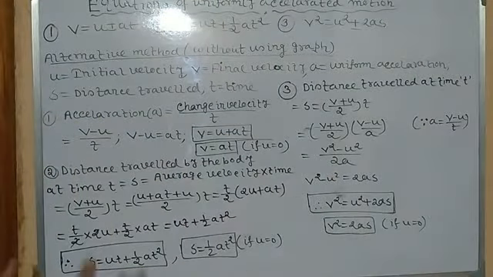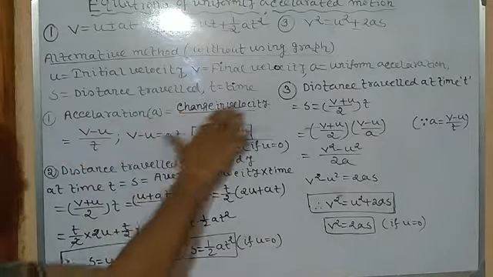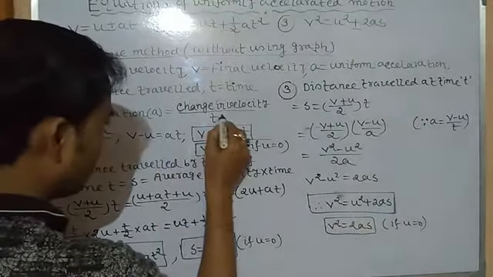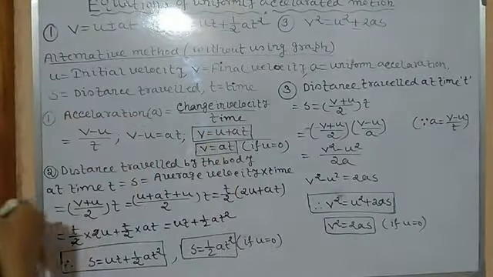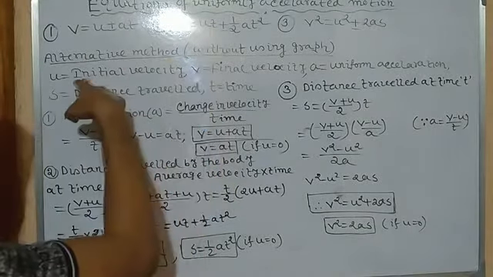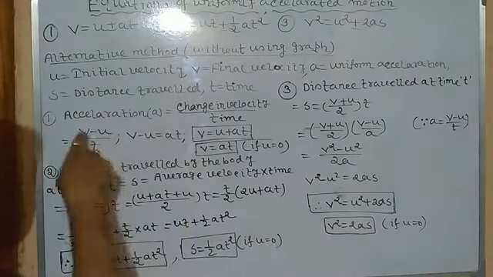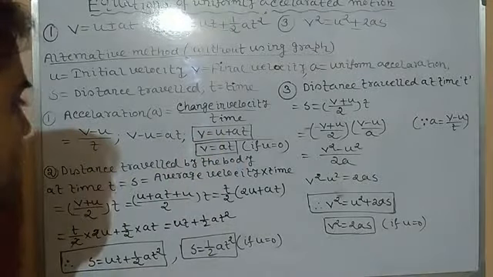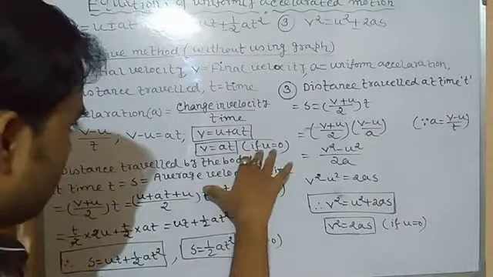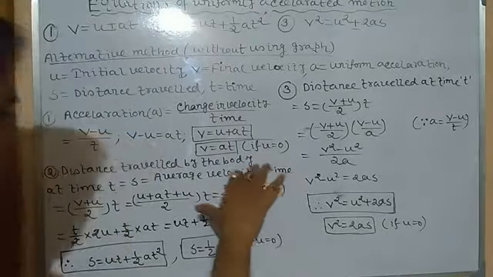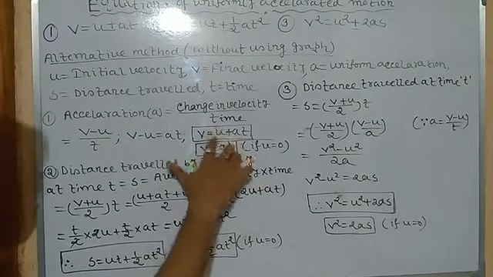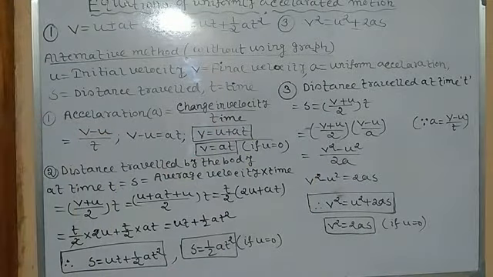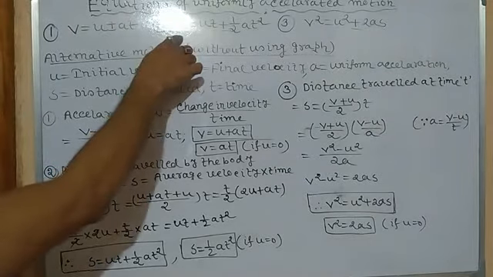So number 1: acceleration is equal to change in velocity divided by time. What is the change in velocity? Final velocity is v, and initial velocity u is already given. So a equals (v minus u) by t, so v minus u equals at, so v equals u plus at, very easy. And if the body is at rest, that is, it possesses no initial velocity, then u is equal to 0, and v is equal to at, very easy.